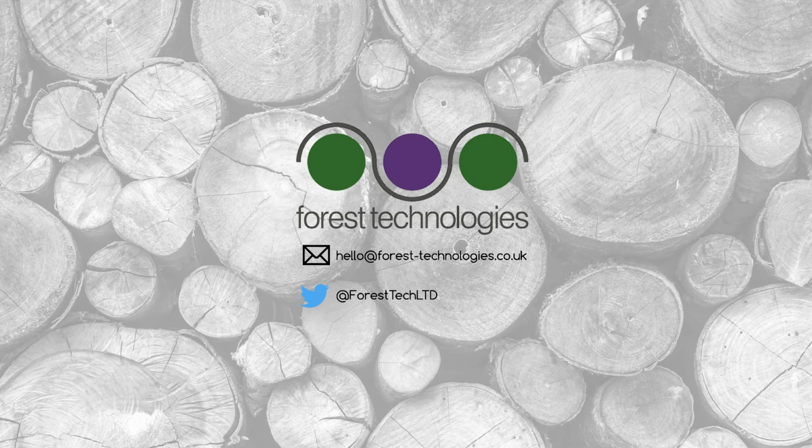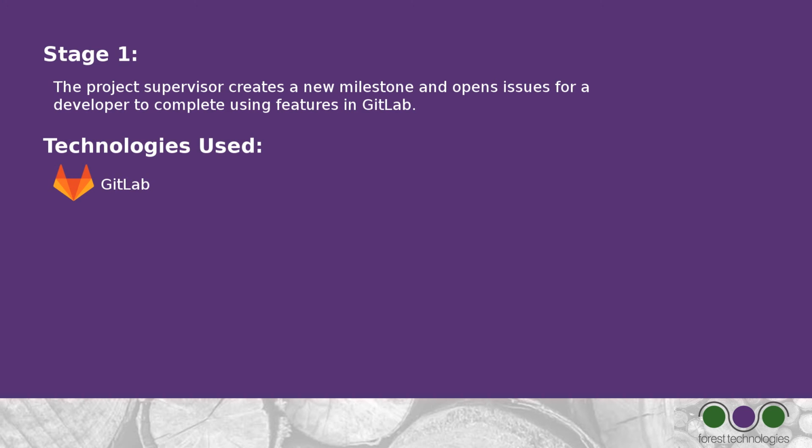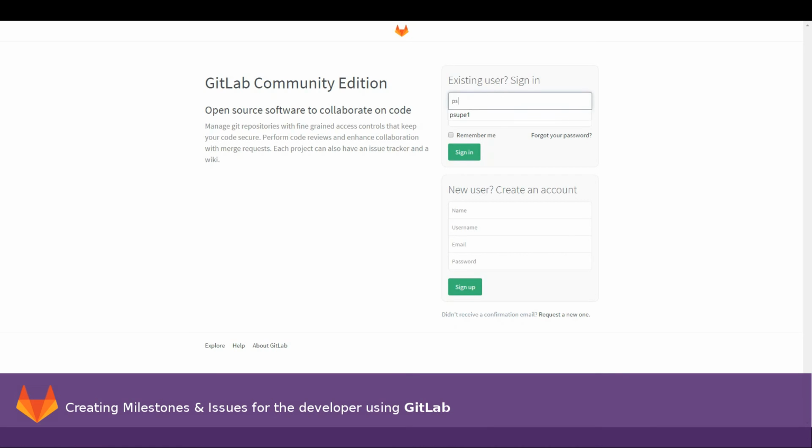Hi, this is a short demo on a continuous delivery pipeline for a Node.js application. We're using some really cool open source technology here. We've got GitLab, GitLab CI, Otto, which is a cool provisioning tool from HashiCorp, a bunch of Node.js development tools such as Grunt, LiveReload, and then we're using Puppet at the end to provision up our AWS instances.